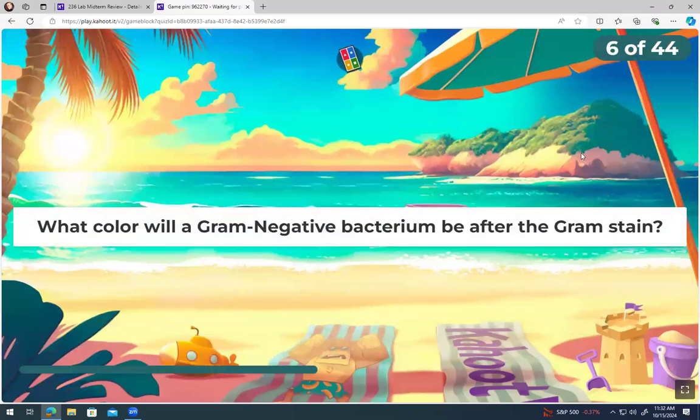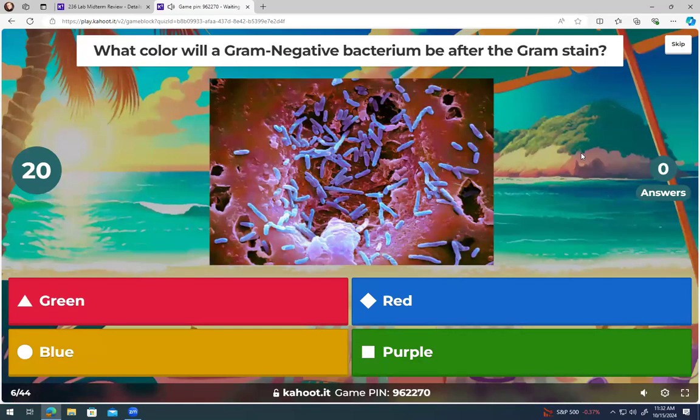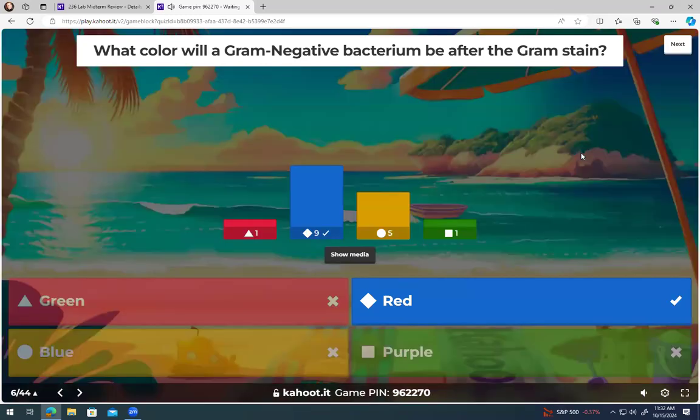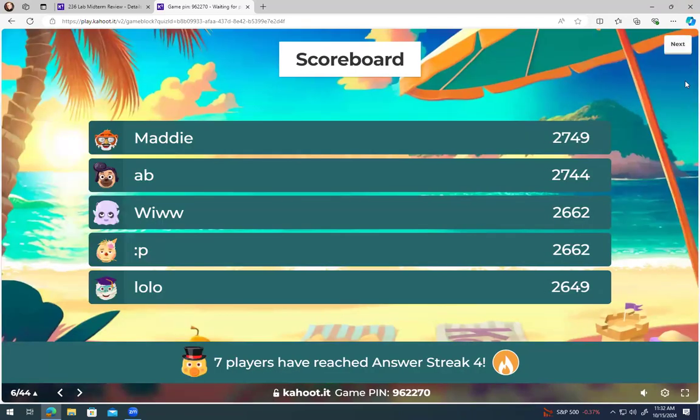All right, what color will gram negative bacteria be after the gram stain? All right, so this is red. Red's a negative color to me. That's how I remember that one. So that's going to be the gram stain, either red or purple for that one.